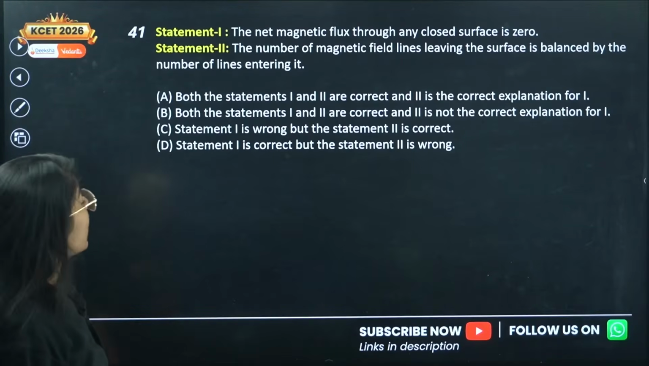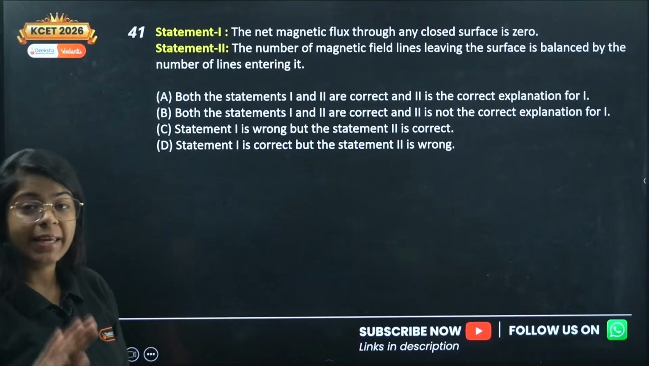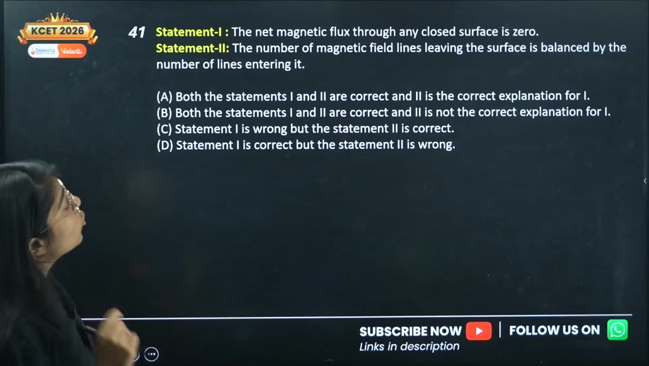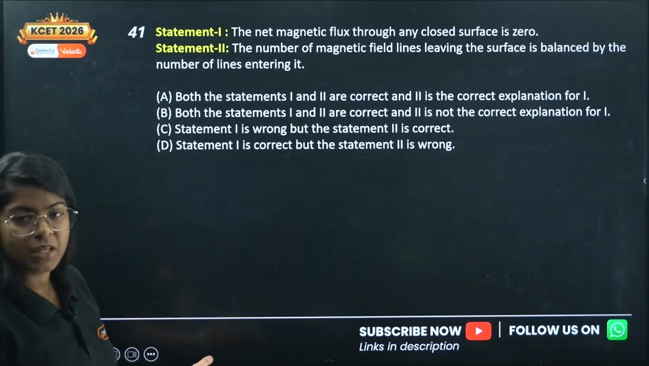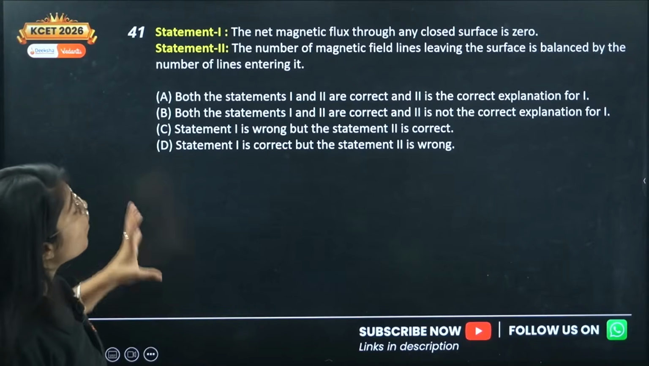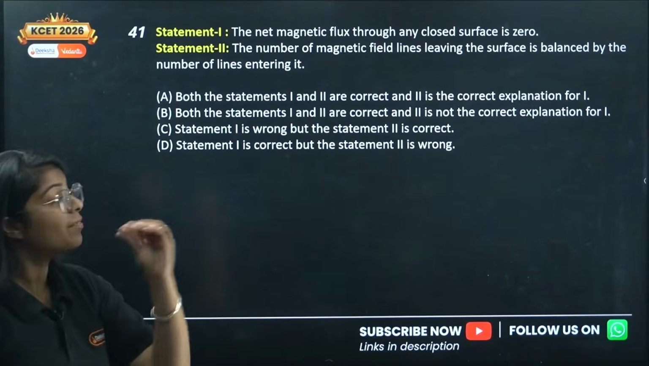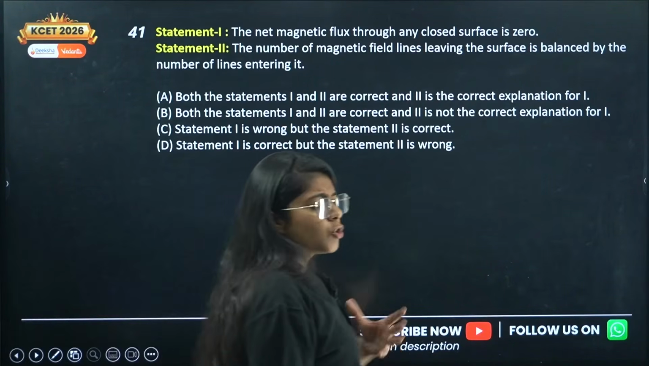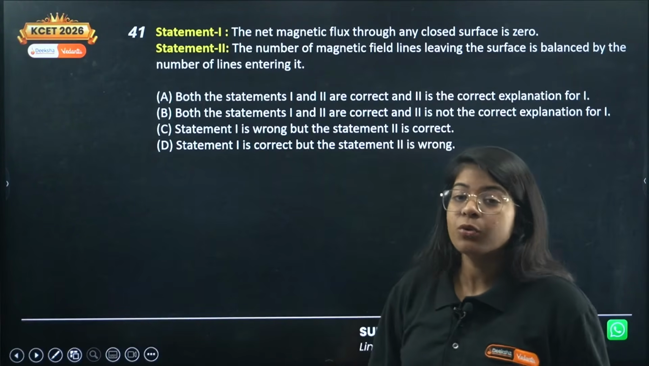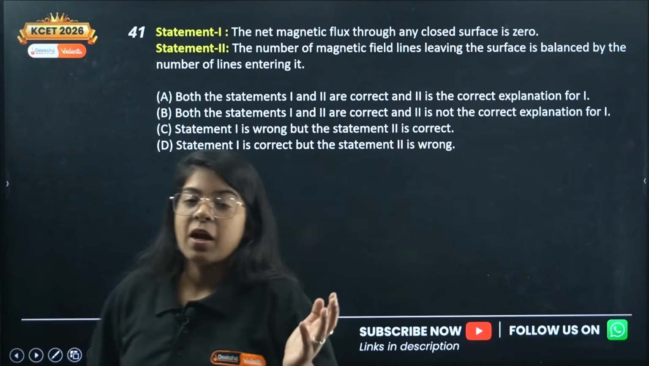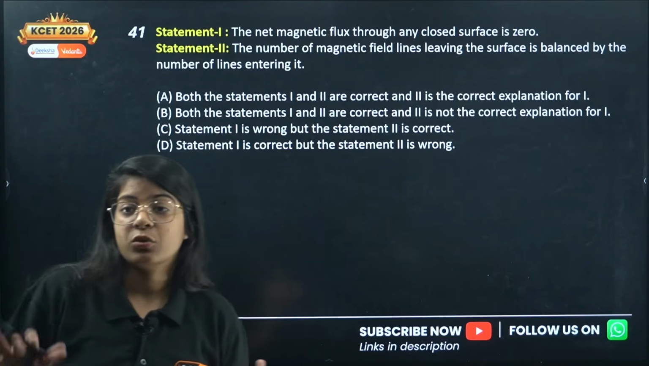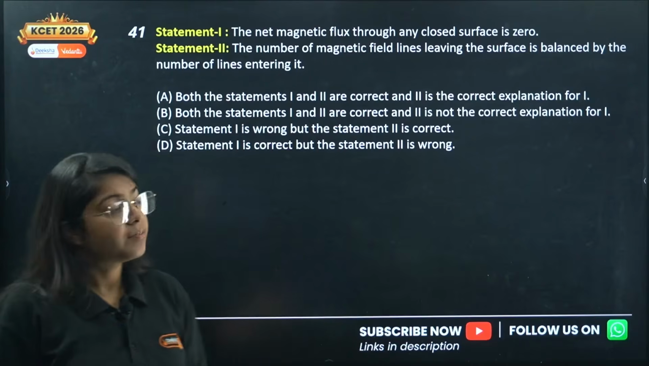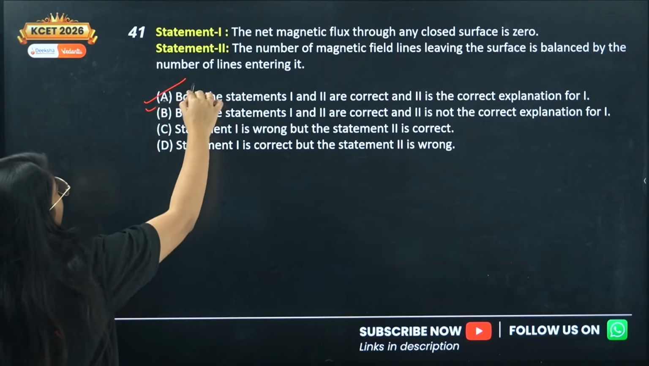41st question says, we have two statements. Read it very carefully. The first is, the net magnetic flux through any closed surface is 0. Statement 2 says, the number of magnetic field lines leaving the surface is balanced by the number of lines entering it. So both of these statements we know are true and they do make sense. The number of lines that are entering is equal to the number of lines that are leaving. So that's why the net magnetic flux will be 0. So these both are true.